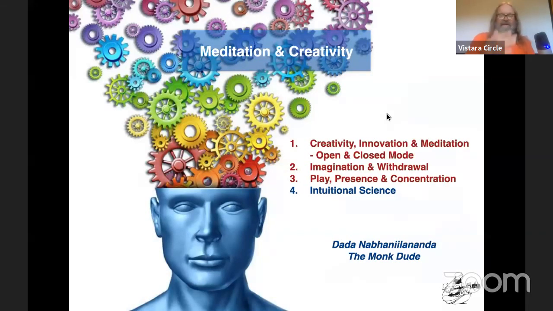So it's the layers of the mind through which we get access to different kinds of creativity and intuition. And it's the different yoga practices from the 8-limbed yoga or Ashtanga yoga that we can use to develop these different parts of the mind. That's the kind of overview. The next one was on play, presence, and concentration. And this last session is on intuitional science.